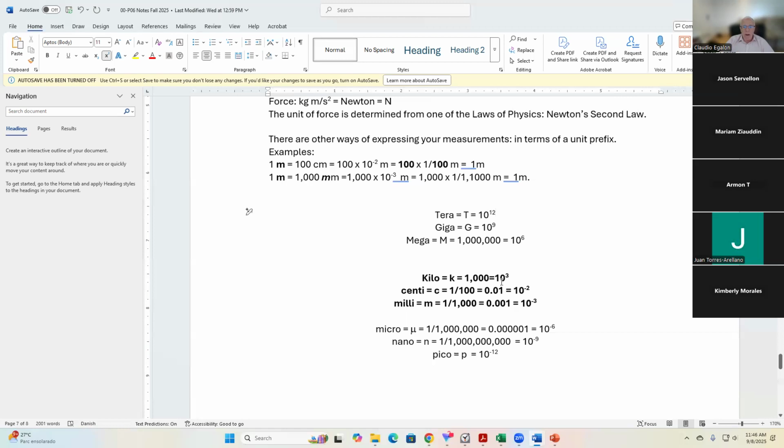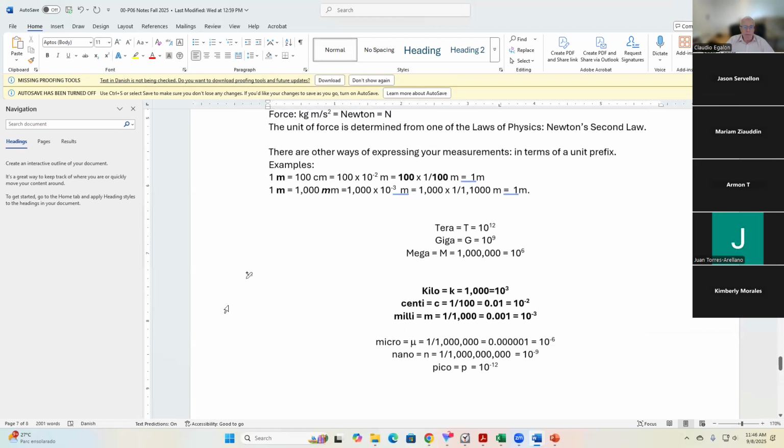Kilo is 1,000, right? Centi, just like we saw before, 10 to minus 2. Milli, 10 to minus 3. The ones that we are going to use the most frequently are those 3. But the other 2 are also important. We have micro. The symbol is the Greek letter mu, that's 1 divided by 1 million, or 10 to minus 6. Nano and pico you can find anywhere on the internet, okay?